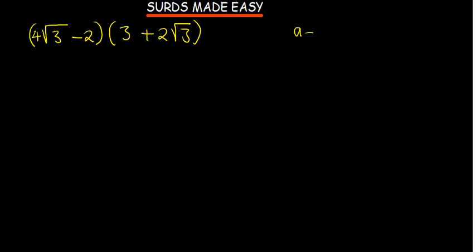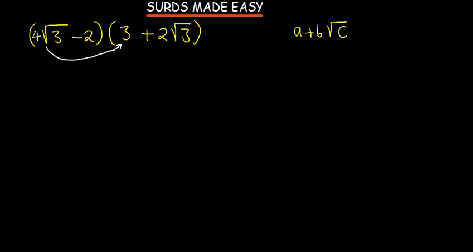So let's say we've been asked to multiply. Let's say we have got 4 square root of 3 minus 2, and then times, let's say we've got 3 plus 2 square root of 3. And the question is saying leave your answer in the form a plus b square root of c. Okay, that's the form that we want to leave the answer. So what are we going to do? Get the first one here, multiply with the first one here.